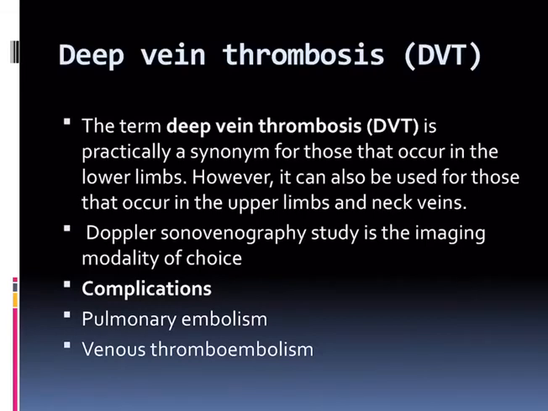DVT. The term DVT is practically a synonym for those that occur in the lower limbs. However, it can also be used for those that occur in the upper limbs and neck veins.